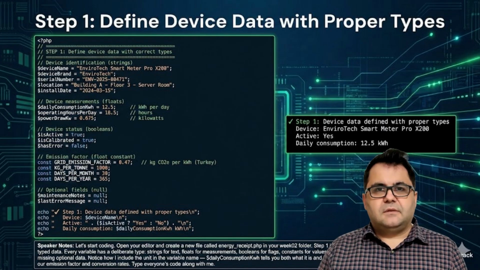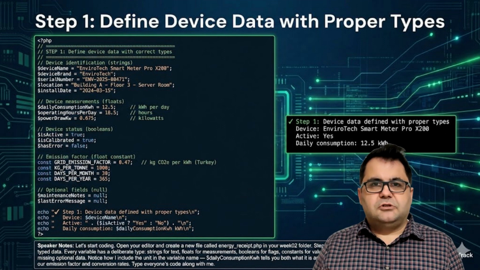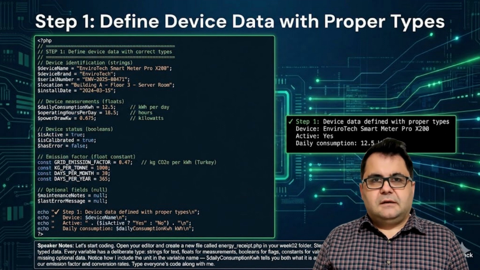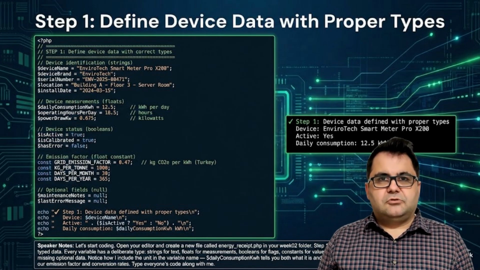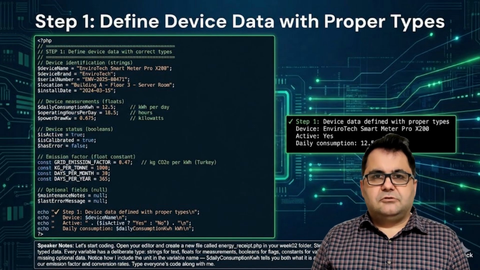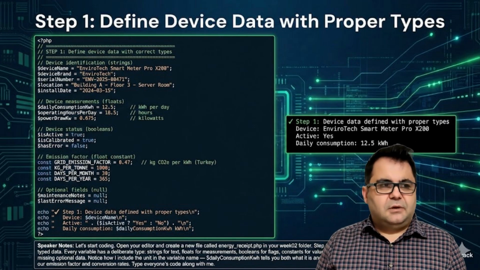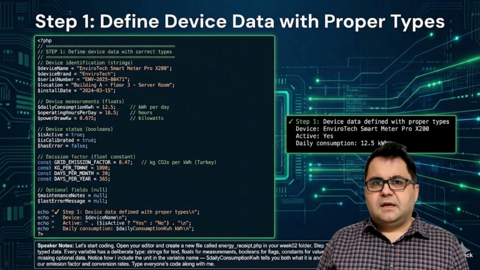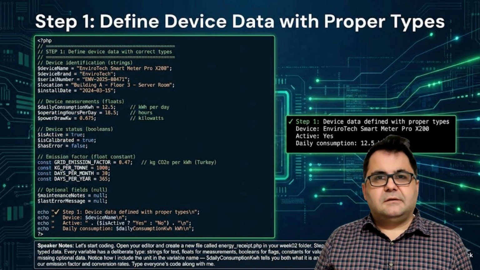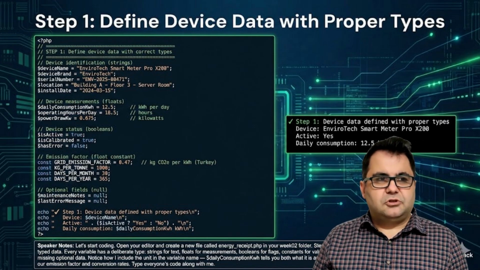Let's start coding. Open your editor and create a new file called energyreceipt.php in your week 02 folder. Step 1 is about establishing clean, properly typed data. Every variable has a deliberate type: strings for text, floats for measurements, booleans for flags, constants for values that never change, and null for missing optional data. Notice how I include the unit in the variable name. $daily_consumption_kilowatt_hours tells you both what it is and what unit it's in. The constants define our emission factor and conversion rates. Type everyone's code along with me.